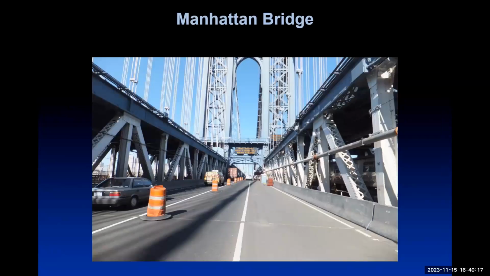This is the Manhattan Bridge, again in New York City. And in this case, you'll see there's not only road traffic, but rail traffic as well. Now, in this case, we did close one lane. And the reason is that we were looking at the response of the hangers. It was found that some of them were flapping about. They were not well tied in.